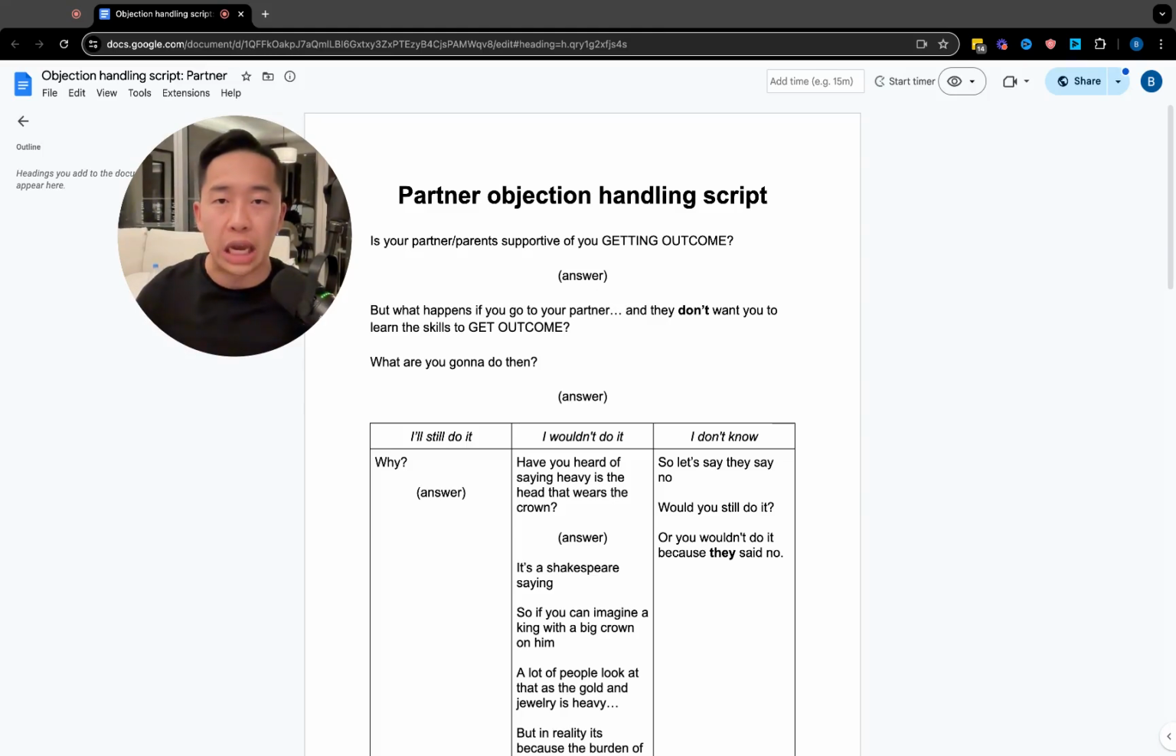Partner objection handling script. First, we have to understand why partner objection happens in the first place, and what categorizes a partner objection. A partner objection is basically a third party that's not there, that the prospect is using as a reason to not move forward. It could be their spouse, as in their husband or wife. It could be their business partner. It could be their parents. It could be their children. It could be their accountant. A third party that's not there.